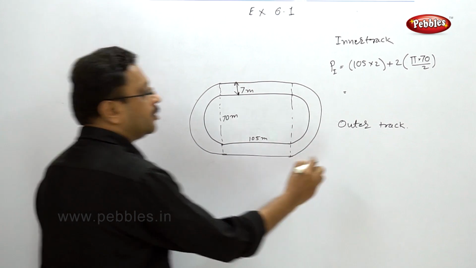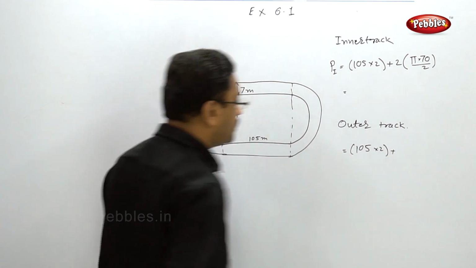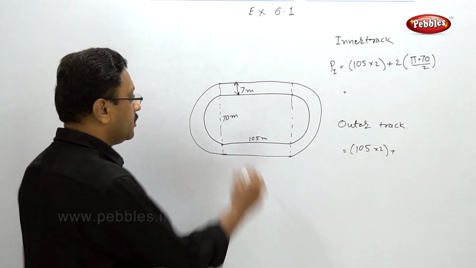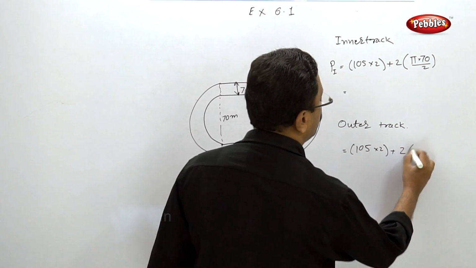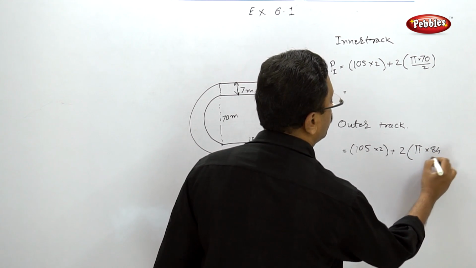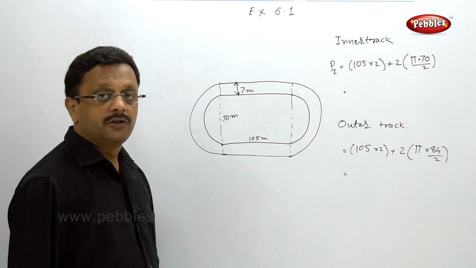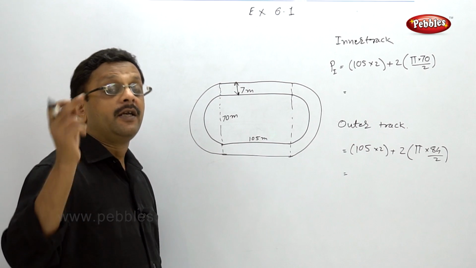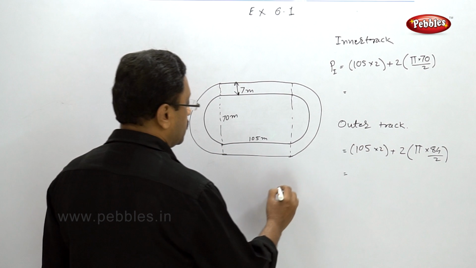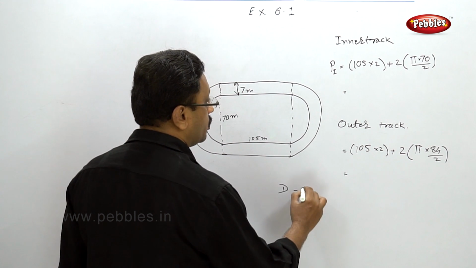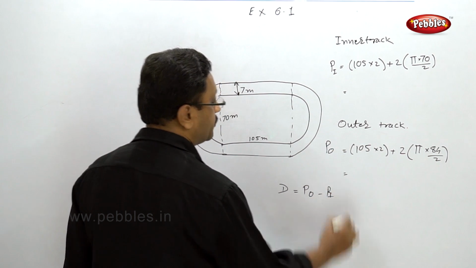And what will it be for the outer track? This distance is the same, so we have 105 into 2 plus, now what is the diameter? 70 plus 7 and 7, 14, that is 84. So 2 into pi into 84 upon 2. Again very simple calculations, and ultimately what do we have to find? The difference between the lengths of the track. That means the final answer is the difference, which is P outer, PO minus PI.